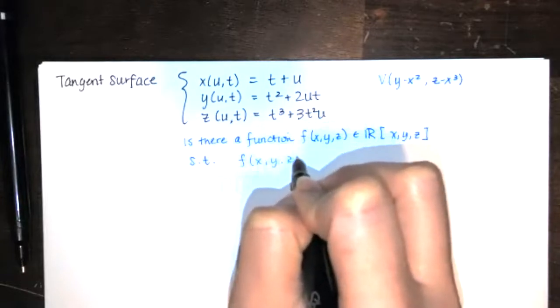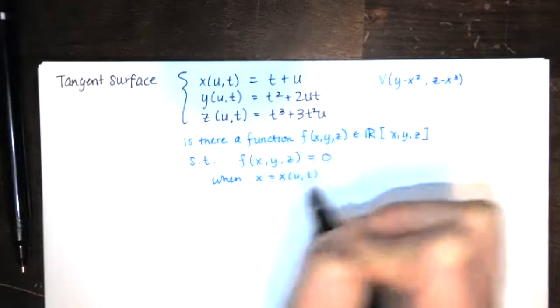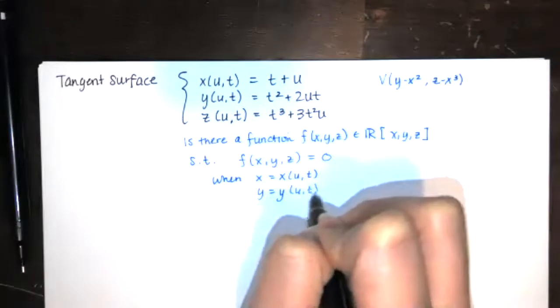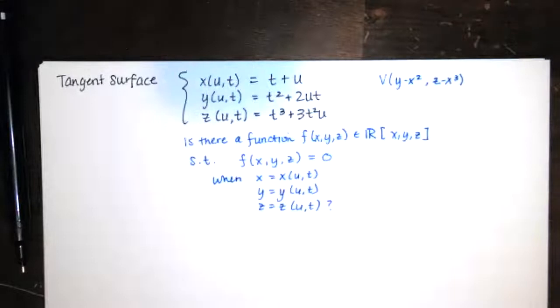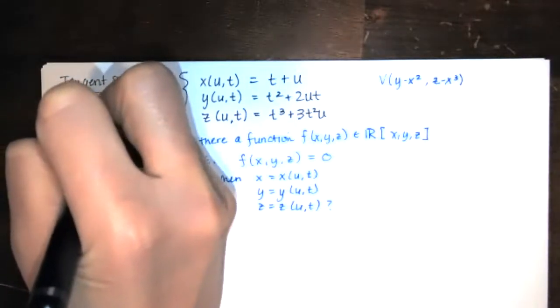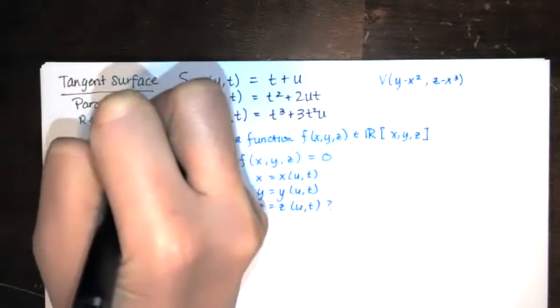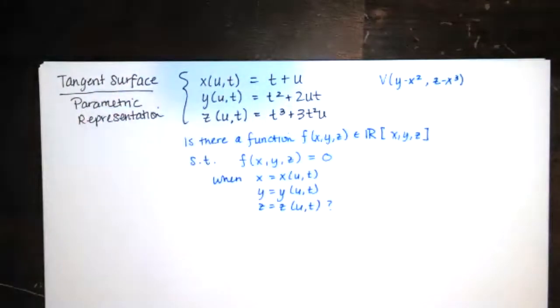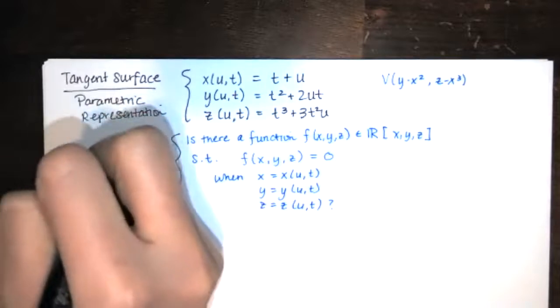f of x, y, and z equals 0 when x is equal to x of this u and t, and y is equal to this y of u and t, and z is equal to z of u and t, these three parametric equations of our tangent surface. Or in other words, if this is a parametric representation of the tangent surface, and we see that it's a polynomial parametric representation because these are polynomials in the variables u and t.